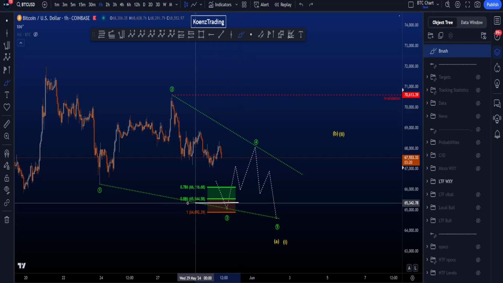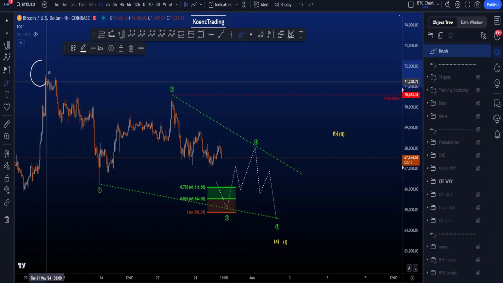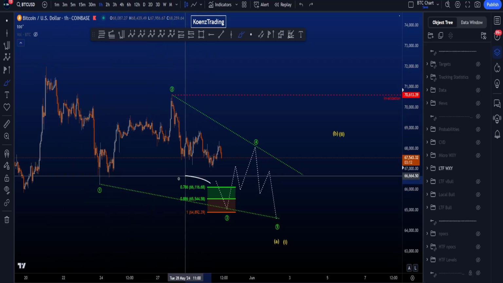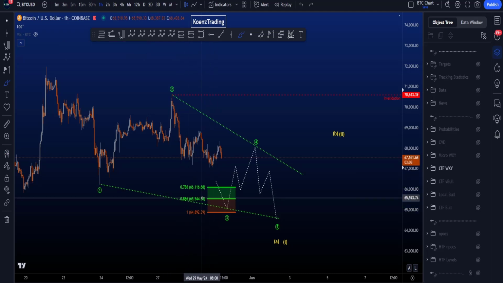Common target for your wave 3 is the green box, 0.786 to 0.886 trend-based fib extension taken from the start to the end of 1 to the end of wave 2, giving you a target between 66.1k and 65.5k.